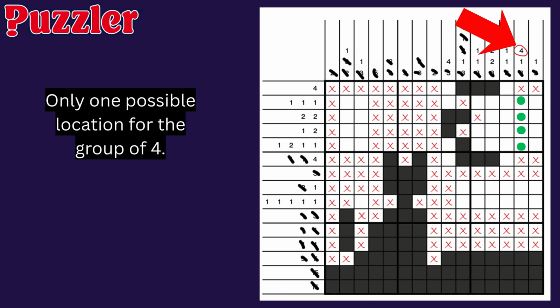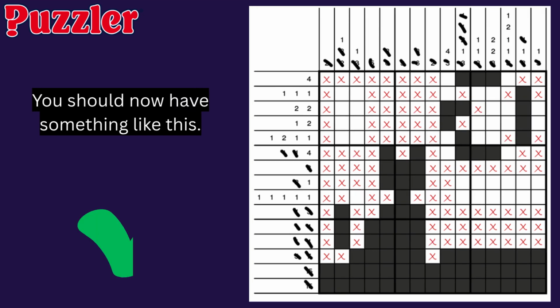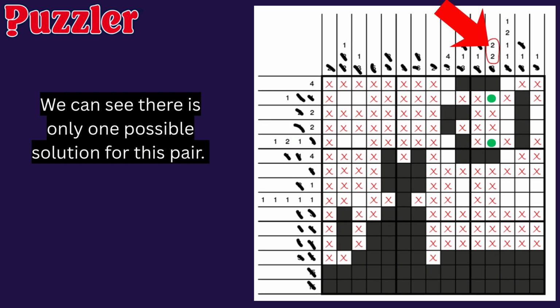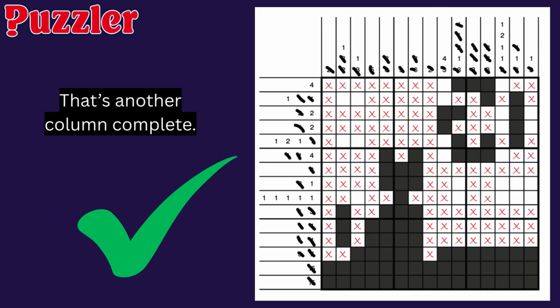There is only one possible location for the group of 4 cells in column 14, so we can shade those in. You should now have something like this. Although we do not know where to place the missing shaded cells yet, it does allow us to eliminate cells on the left-hand side of the grid. We can now see there is only one possible solution for this pair of 2s. That's another column complete.